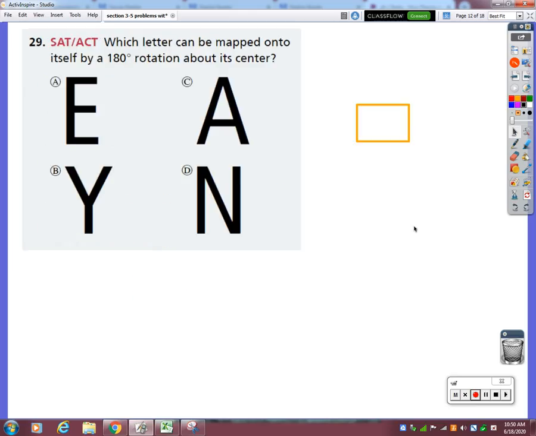And then finally, which one of these letters has 180 degree rotational symmetry? If you rotated the E 180 degrees, it would be backwards. The A would be upside down, as would the Y. So the only one that works is N, which is answer choice D. Okay, so there's that assignment.